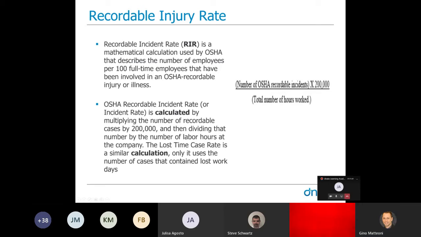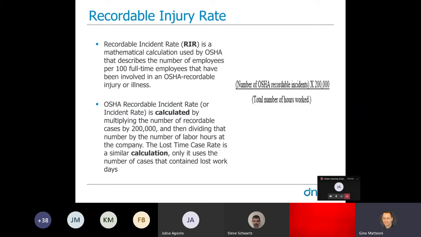200,000, right? Well, where did that 200,000 come from? 200,000 is representative of 100 employees working full time, right? 40 hours, 50 weeks a year, etc. So that's where the 200,000 comes from. The same calculation applies for lost time injury frequency. The only difference is that you replace the number of OSHA recordable incidents by the number of lost time incidents.